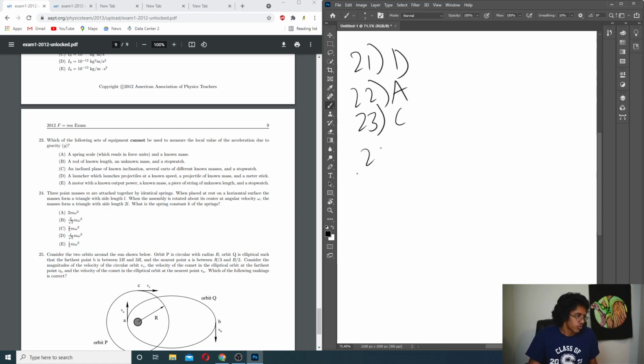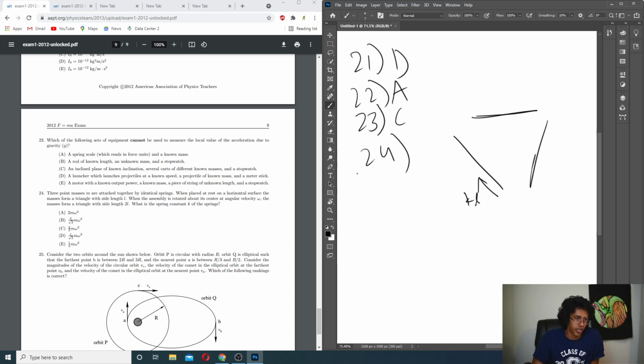Okay, 24. 3-point masses M are attached by identical strings. When placed at rest on a horizontal surface, the masses form a triangle with side length L. Okay, so eventually they spread out. Okay, that makes sense. So basically L is the equilibrium length of the springs, right? And then eventually they become 2L, so each of them is stretched by L. So essentially this is going to be KL this way, right? KL that way.